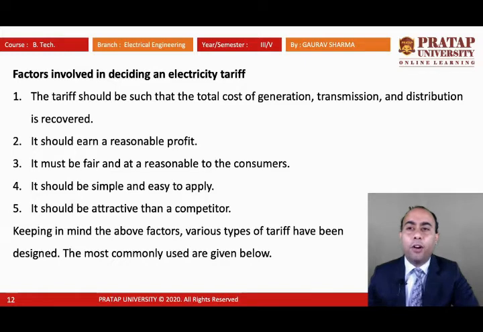The factors involved in deciding the electricity tariff are: the tariff should be such that the total cost of generation, transmission and distribution is recovered. It should earn a reasonable profit. It must be fair and reasonable to the consumer. It should be simple and easy to apply, so that it can be understood by each and every consumer, and it should be attractive compared to a competitor.